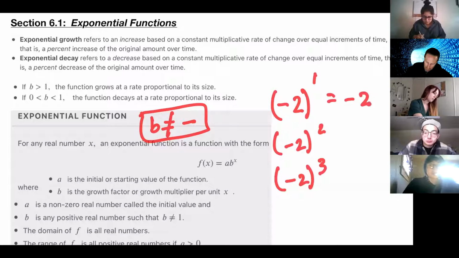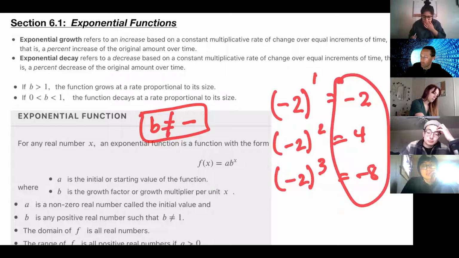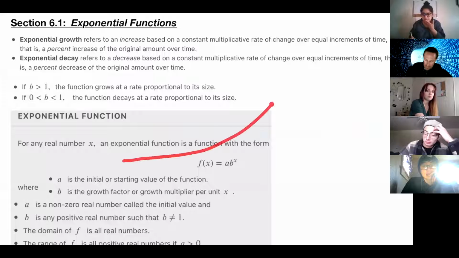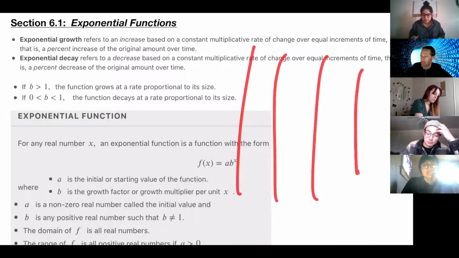this would be a -2. This would be a +4. This would be a -8. You see our outputs get really crazy. And we don't want to jump from a negative to a positive to a negative. Remember, we prefer things that are smooth curves. Okay, we need things to be functions and pass that vertical line test.